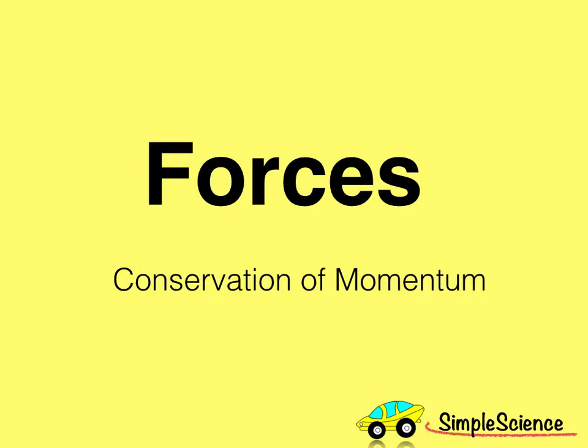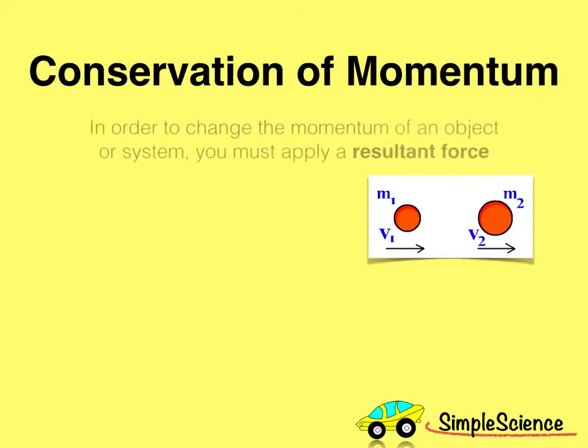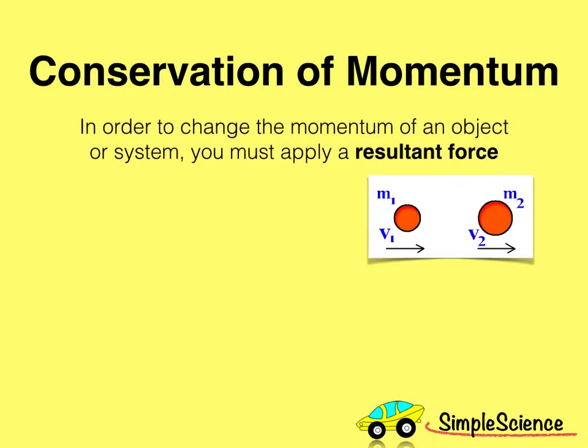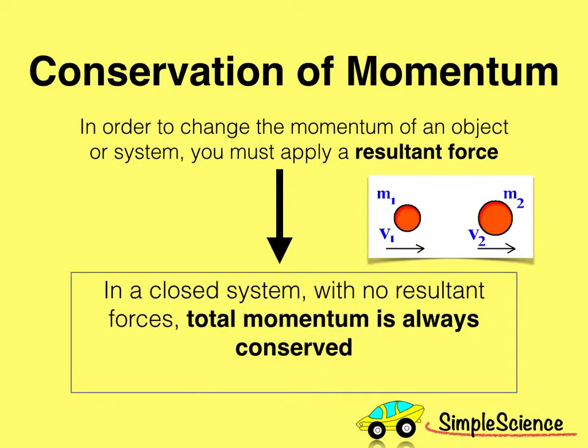Okay? So what about the conservation of momentum? It is based on the idea that in order to change the momentum of an object or a system, you must apply a resultant force. So basically, if you have a resultant force, you're going to accelerate this object or this system, and therefore, if there is no resultant force, then you will not accelerate, and as a result, the total momentum of a system is always conserved. So overall, in a closed system with no resultant forces, the total momentum is always conserved.